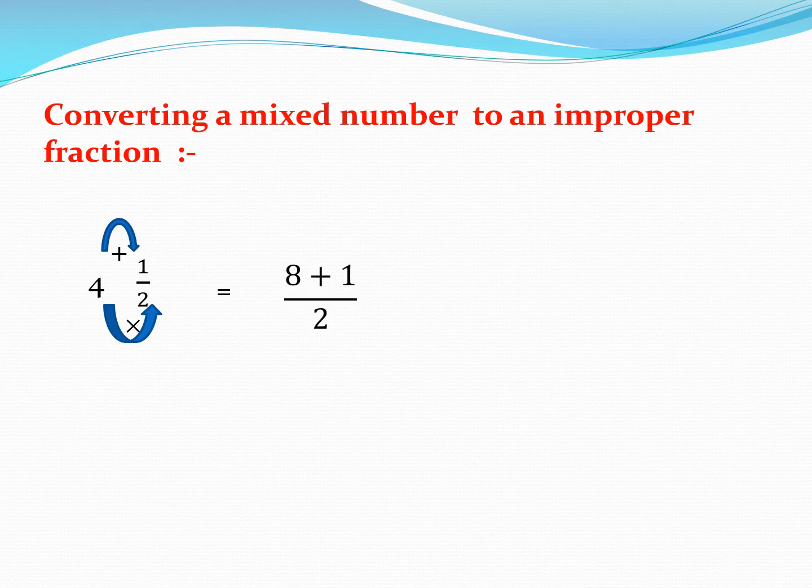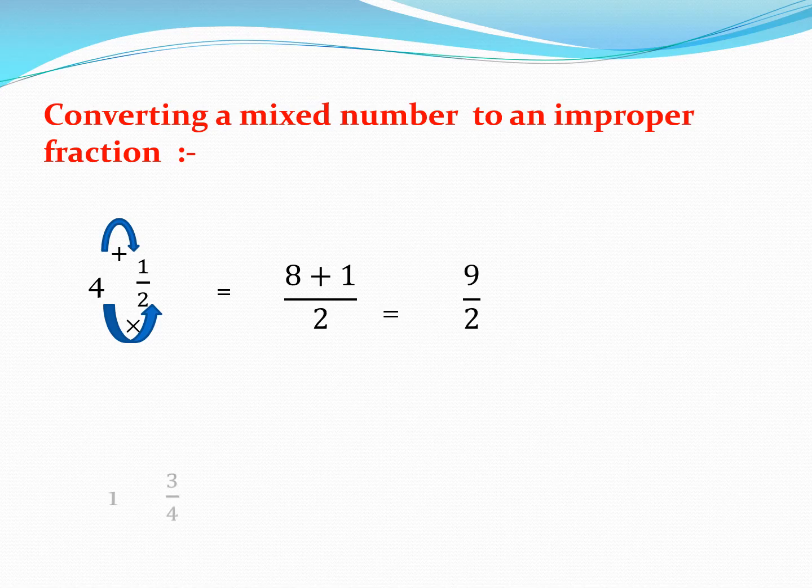So, 2 times 4 equals 8. I write 8 plus 1 in the numerator. And the denominator doesn't change, I will write the same denominator. So the answer will be 9/2.